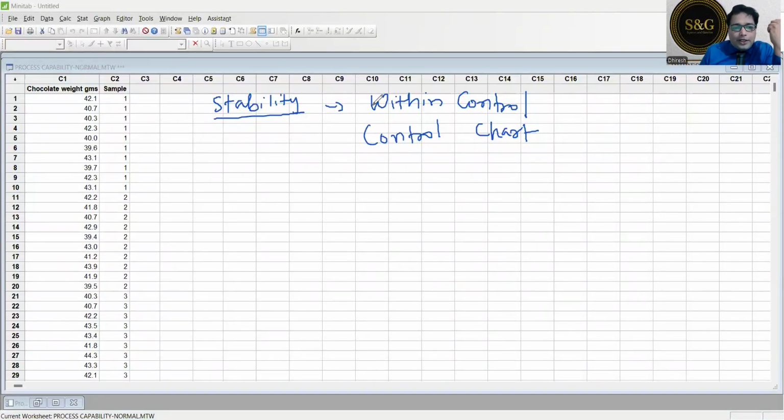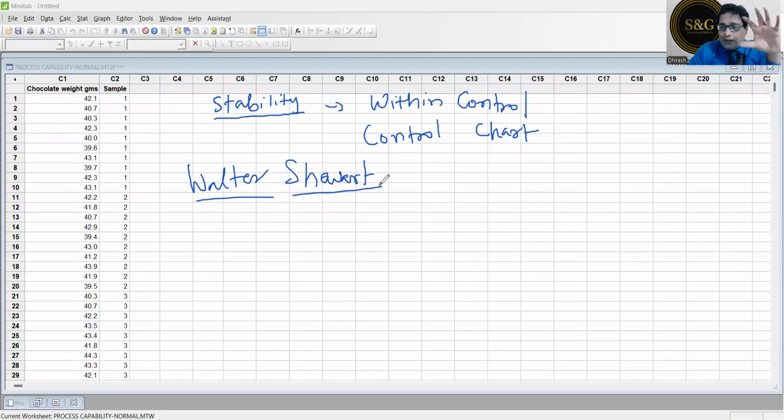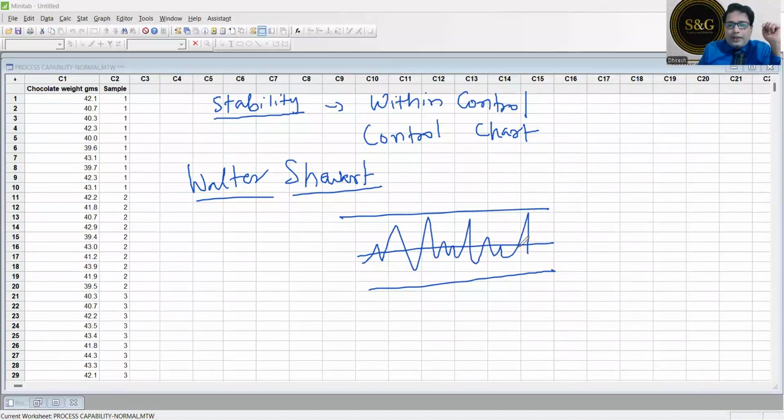Now, according to Walter Shewhart, who is the father of statistical process control, just observe this. This is very important. According to him, if any process runs within plus or minus 3 standard deviation, that process is called a stable process. I'll explain this very simply.